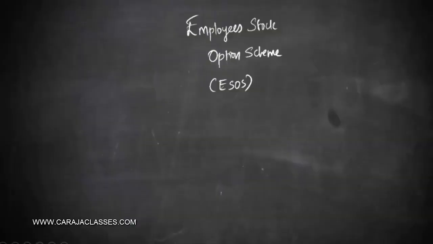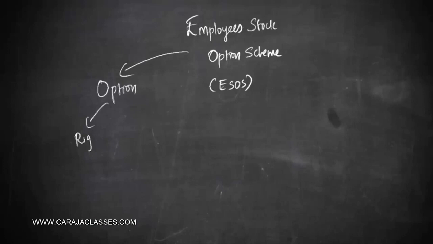Let's have a small overview about what the employee stock option scheme is. It is very commonly known as ESOS or ESOP. Now, what does this mean? This is basically an option given by the company to its employees. So when we say option, you are actually giving a right to the employees but not an obligation to apply for the shares of the company at a predetermined price.